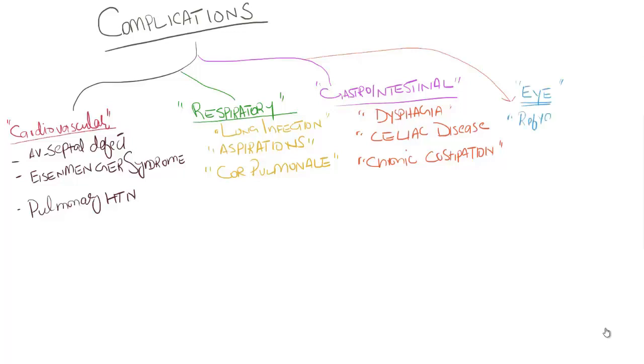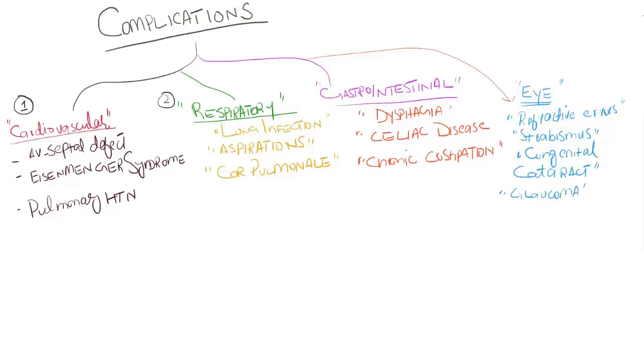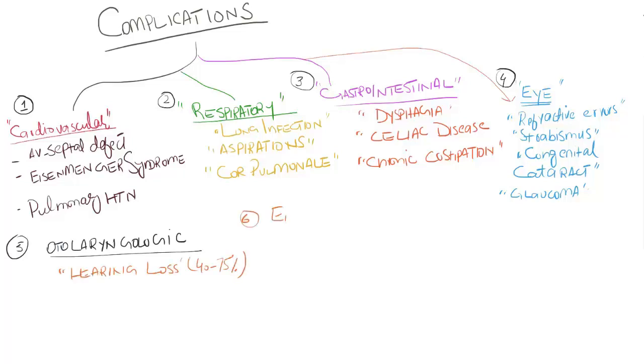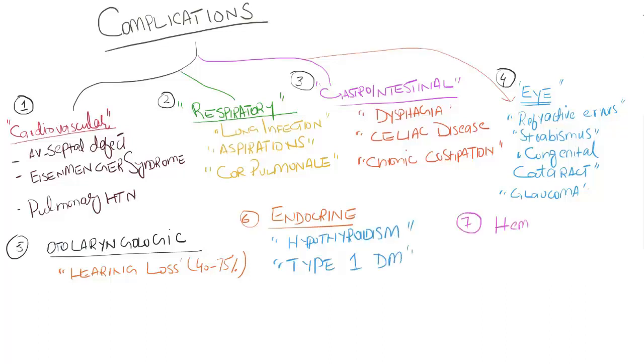Ophthalmologic complications include refractive errors, strabismus, congenital cataract in 5% of patients, and glaucoma. Otolaryngologic complications include hearing loss in 40 to 75% of cases. What are the endocrine complications? These include hypothyroidism due to Hashimoto thyroiditis and type 1 diabetes mellitus.